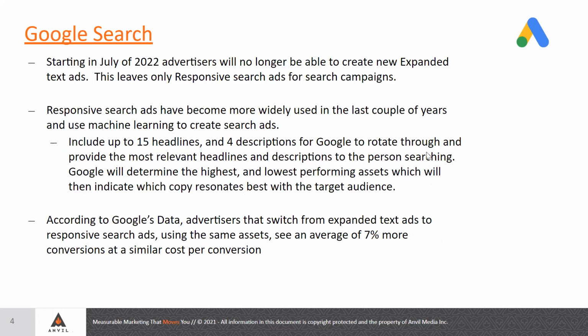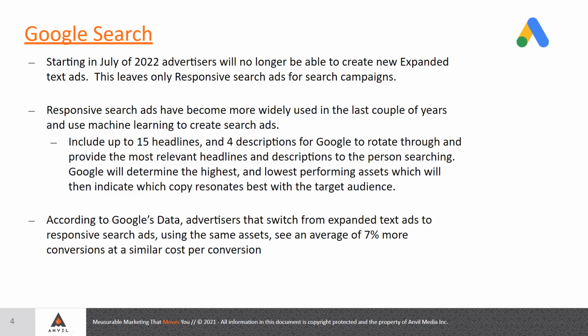Going to Google search. Search ads are the most common and most likely familiar ad format on Google, and Google is always trying to find ways to improve. Starting in July of this year, the expanded text ad format will no longer be able to be edited or created, and Google will be favoring the responsive search ad format. Responsive search ads have grown in momentum over the last couple of years, and they use machine learning to create the ads that appear in the search results.